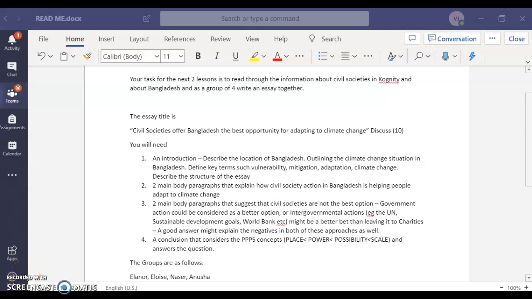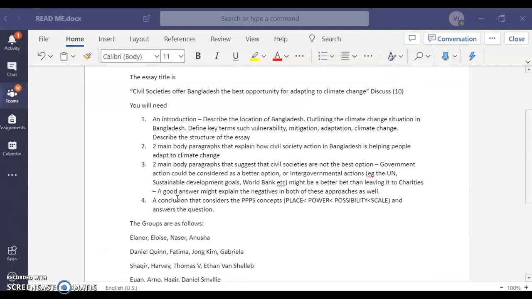Hi Gabby. The task for the next 2 lessons is to read through the information about civil society responses to climate change. The reading's in Cognity, but I will read it to you in a second in another file. Then there's a section about Bangladesh. And once you've read through all that information or listened to my recording of it, I've put you in a group of 4 students and you're going to write an essay together. The essay title is Civil Societies Offer Bangladesh the Best Opportunity for Adapting to Climate Change. Discuss.